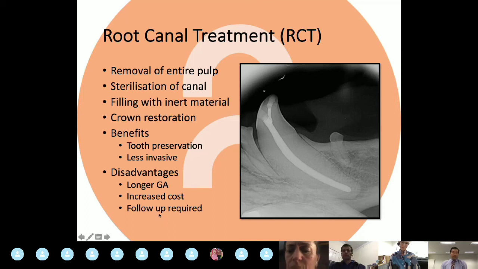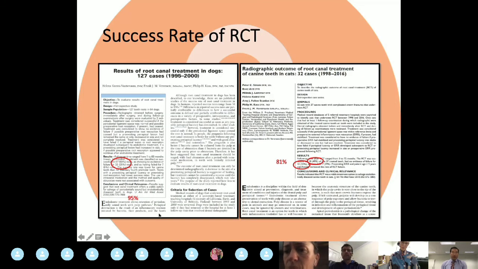So what is the success rate? The success rate's generally pretty good in both cats and dogs. So in dogs, it's about 95%, and in cats, it's about 81%. And the definition of success here is a little bit hazy. So for true success, you're looking for a reduction in the size of the periapical lucency, or you're looking for a periapical lucency that's not getting any larger. If the periapical lucency is not getting any larger, it's defined as no evidence of failure. So what these studies have done is actually added those two figures together to get the 95 and the 81%.